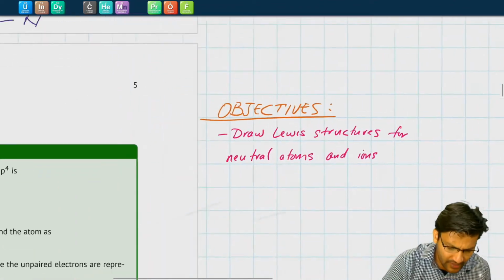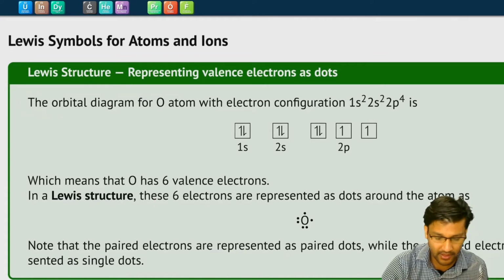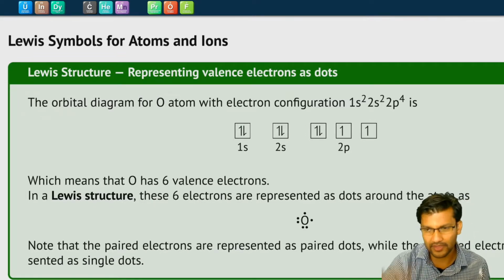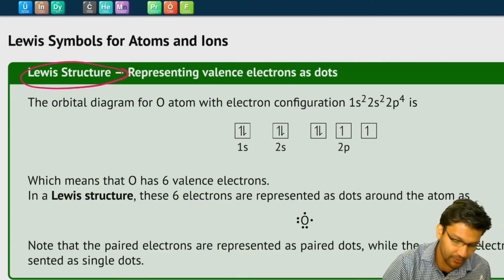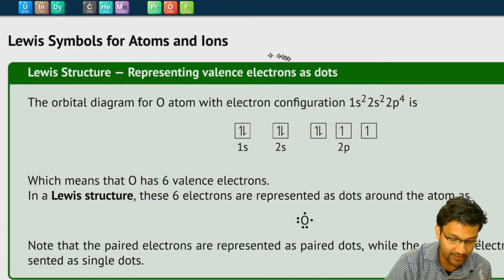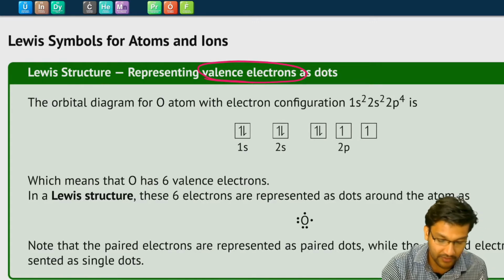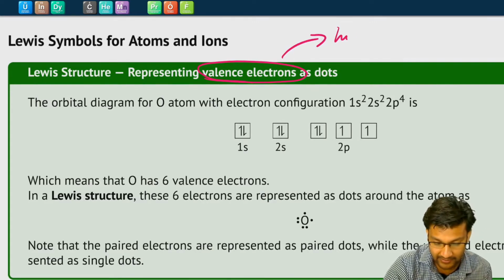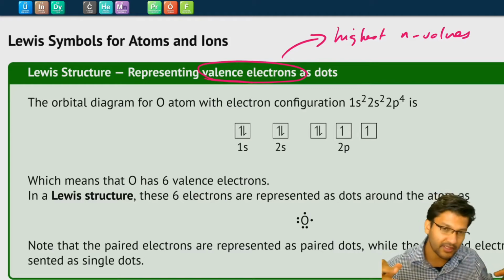Now, in our last few videos, we've been looking at electron configurations and also bonding, ionic bonding and covalent bonding, and we talked a little bit about how those are related to the electron configurations. The Lewis structure is simply a way to represent those atoms or ions, and more specifically represent them with their valence electrons. So we talked about how the valence electrons are those with the highest n values, right? The principal quantum number n. That means that they're the electrons that are furthest away from the nucleus of the atom, right?